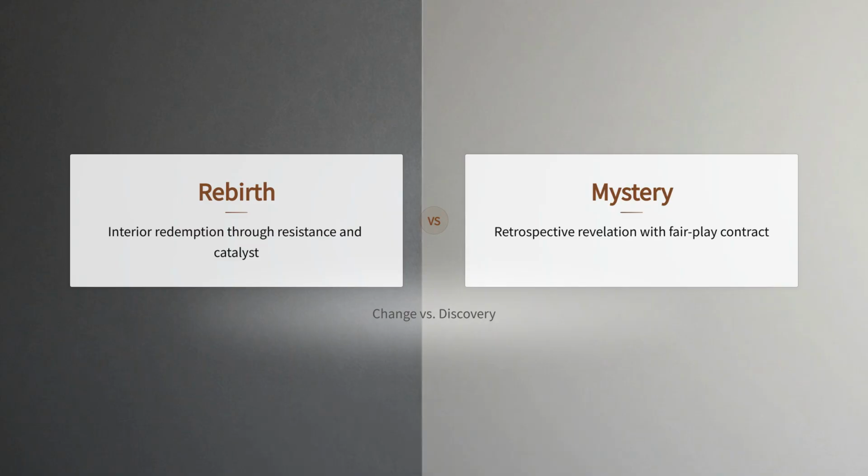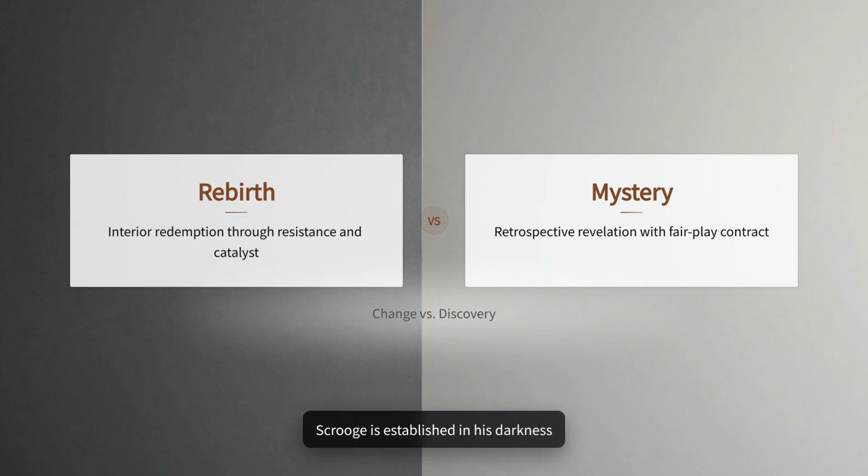Working example: A Christmas Carol. Scrooge is established in his darkness with specificity and even a kind of internal logic. The three catalysts crack him open progressively. His resistance is real, and the rebirth is particular enough that the reader believes it will hold. Dickens understood that the sentimentality of the ending is earned only by the completeness of the darkness that precedes it.